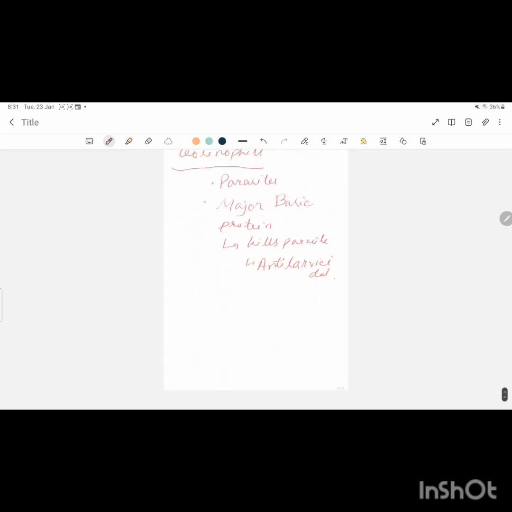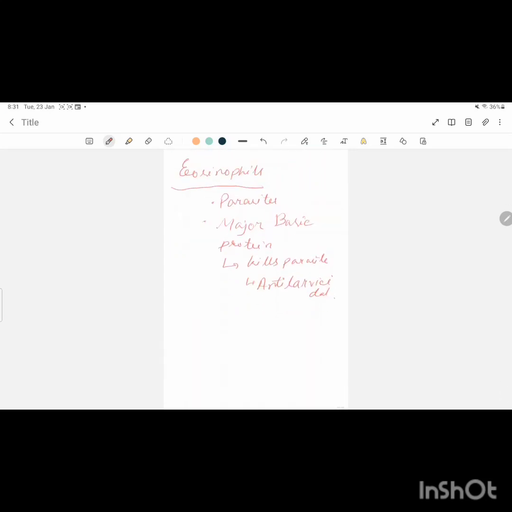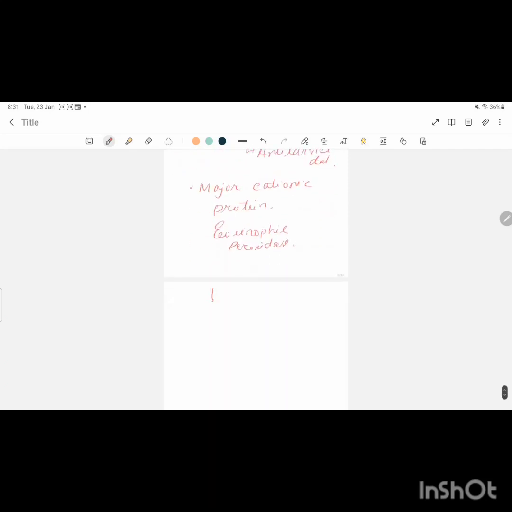There are also two other proteins: major cationic protein and eosinophil peroxidase. These basically have anti-helminthic action. We all know helminths. So, anti-helminthic action.